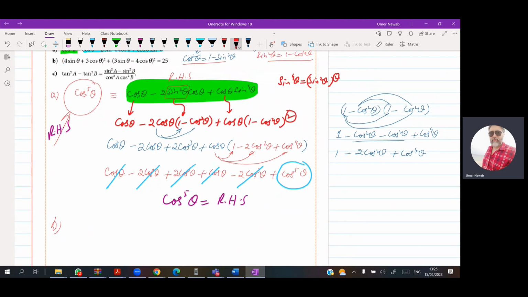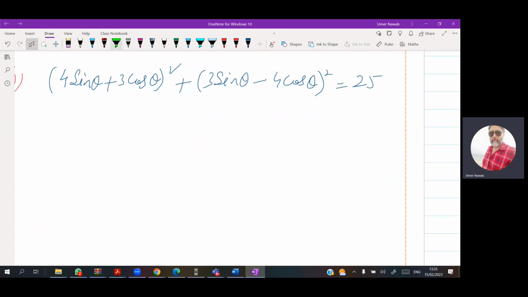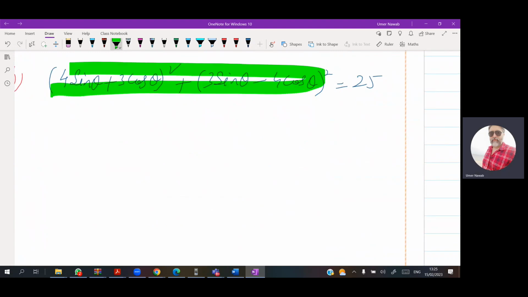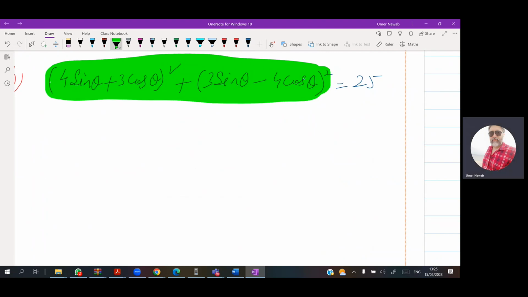In the B part, guys, he says 4 sine theta plus 3 cosine theta whole squared plus 3 sine theta minus 4 cosine theta whole squared. I need to prove it equals 25. Why not? I can start from the left-hand side, open the brackets, and then prove left-hand side equals the right-hand side. So this bracket, let me write it 2 times: 4 sine theta plus 3 cosine theta.